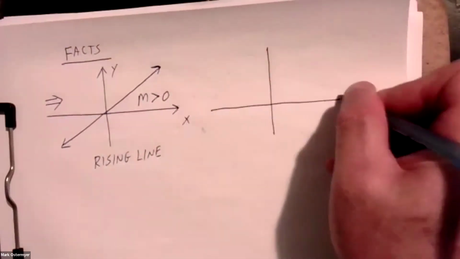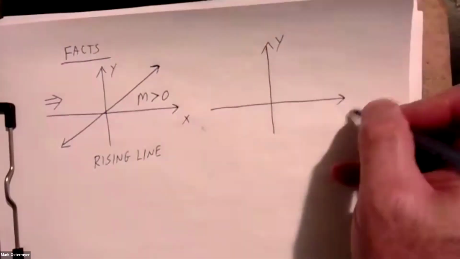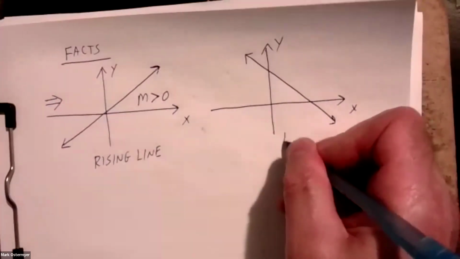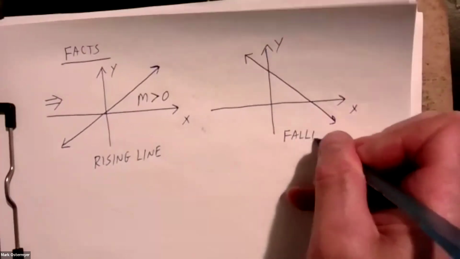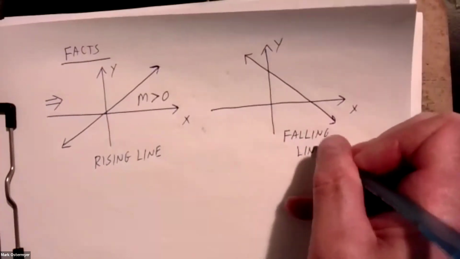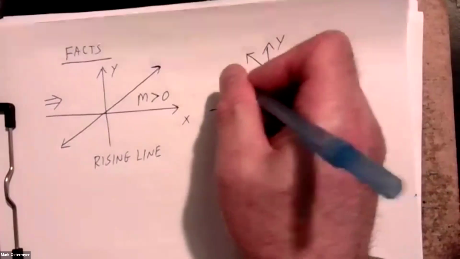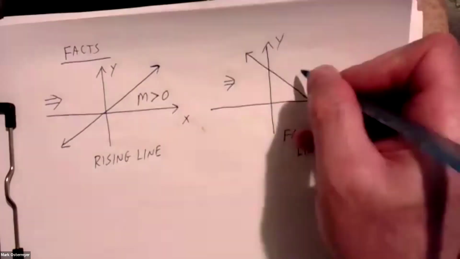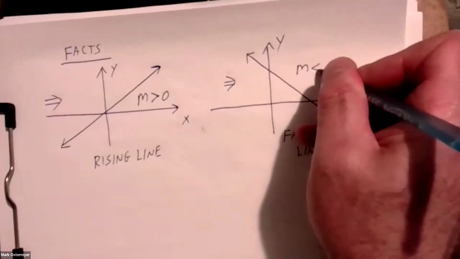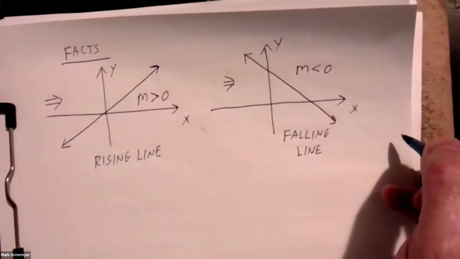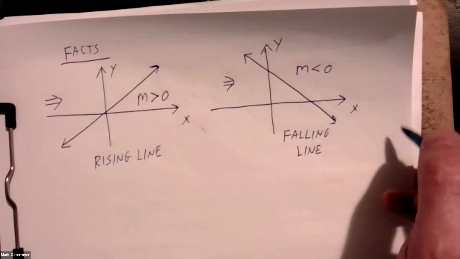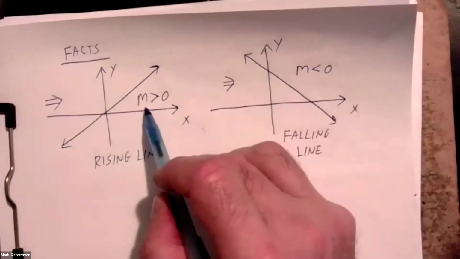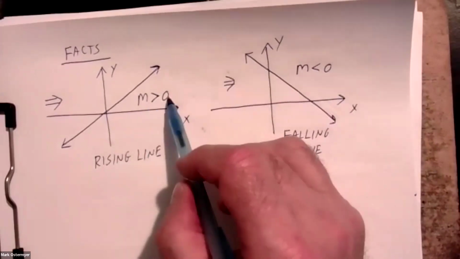As opposed to if you had a linear equation and the graph of the linear equation looked like this, ladies and gentlemen, that is called a falling line. Because as you progress from left to right in the plane, you're falling on the line, you're not rising. Falling lines always have negative slopes, always. To say the slope is less than 0 is to say the slope is negative. To say the slope is greater than 0 means the slope is positive.